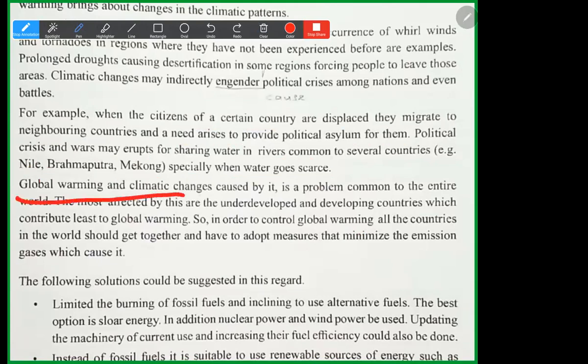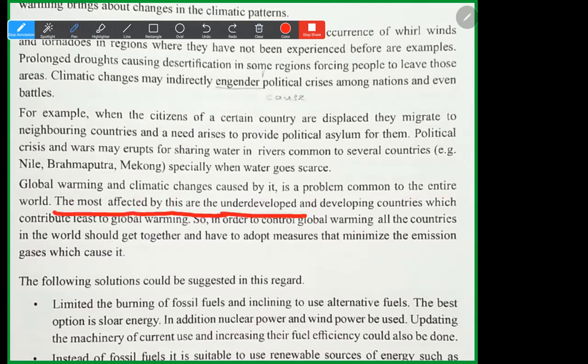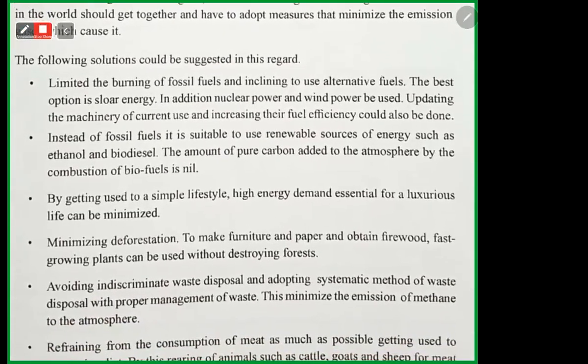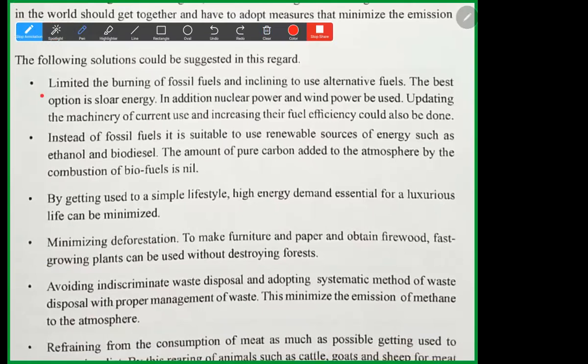Global warming and the climatic changes caused by it are a problem common to the entire world. The most affected by this are the underdeveloped and developing countries, which contribute least to global warming. So, in order to control global warming, all the countries in the world should get together and adopt measures that minimize the emission of gases which cause it. The following solutions could be suggested in this regard.